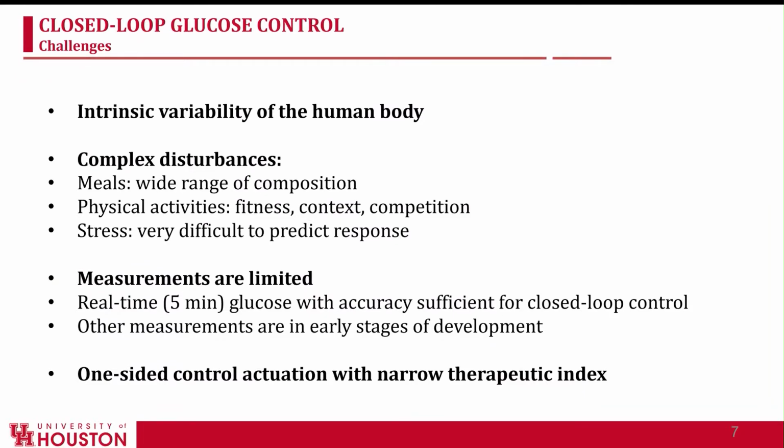So closed loop glucose control is challenging, and because of multiple reasons. So first of all, the human body has an intrinsic variability. The disturbances are very complex. Meals have a wide range of compositions. Physical activity, fitness, the context, and the competition have an effect which is variable between patients, between people, and stress as well, which is very difficult to predict. Typically, it releases cortisol, and cortisol is counter-regulatory to insulin, so glucose concentration increases, okay?